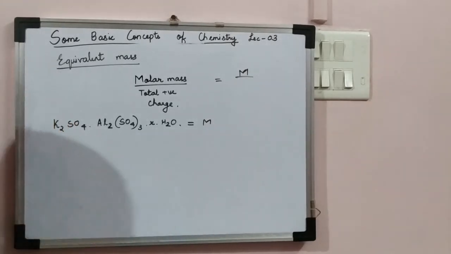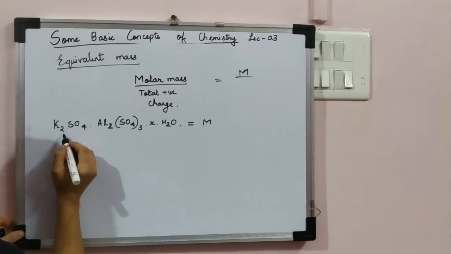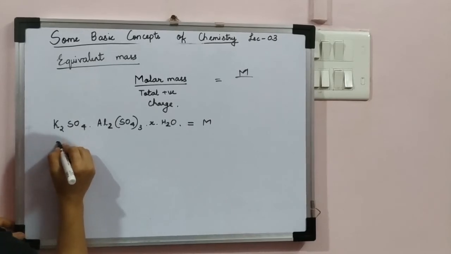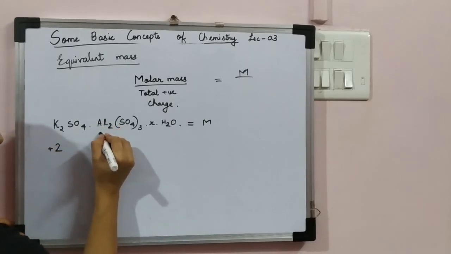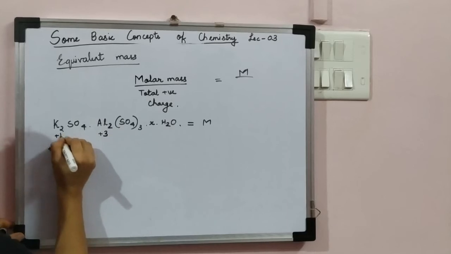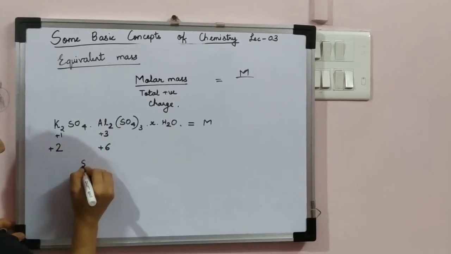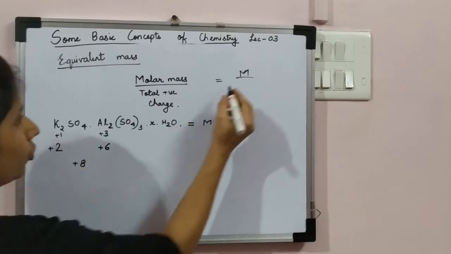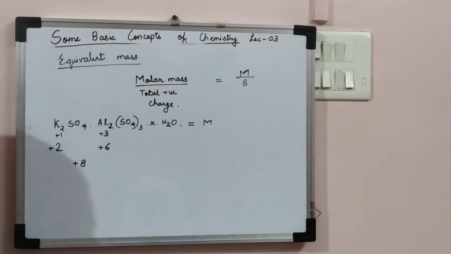Now let's say I have to calculate the total positive charge. What is the charge of potassium? It is 1. So for 2 potassium it will be plus 2 charge. And for aluminium, 1 aluminium is plus 3, and for 2 aluminium it would be plus 6. So what does this come out to be? Plus 8. So molar mass upon 8 is the equivalent mass of the salt.